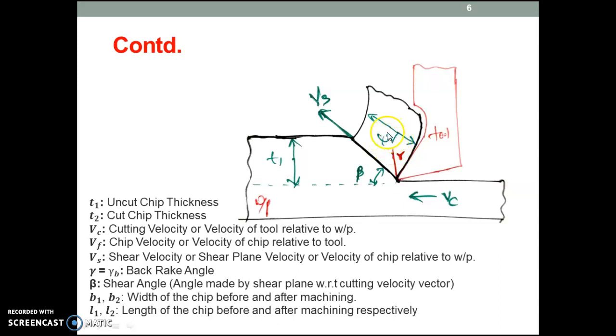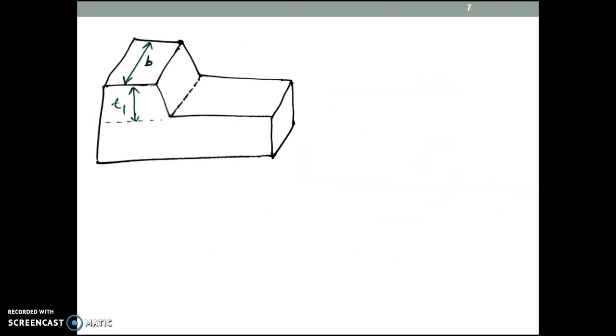So therefore, the thickness T2, or the cut chip thickness, is always more than the uncut chip thickness, and the width of the chip remains constant because there will be no change of volume in the width direction. So we have taken B1 equal to B2 is equal to B, and T1 and T2 are not equal. T1 is smaller than T2 because of this compressive force.